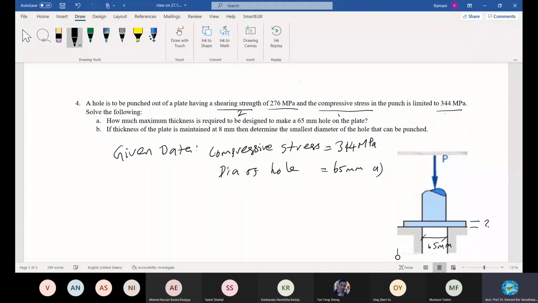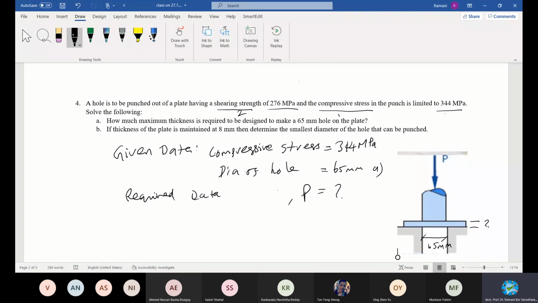From the known data, we can find the unknown. The required data is to find how much is P, isn't it? The required data is to find how much is the P value or loading. We don't know yet whether this is causing compression or shear. Let's find the P value based on the compressive stress given to you.